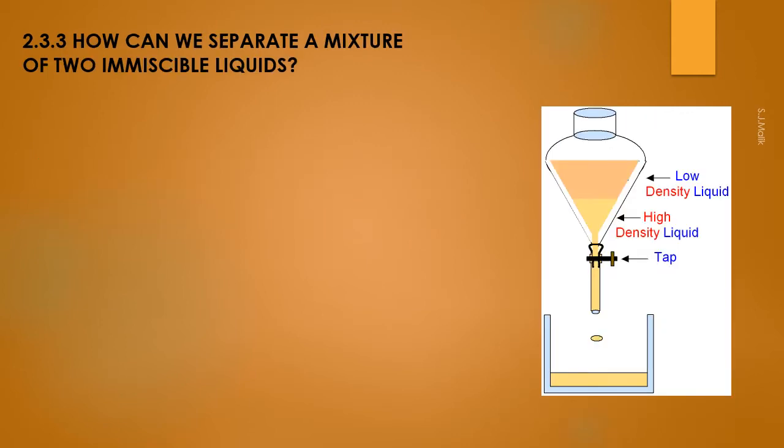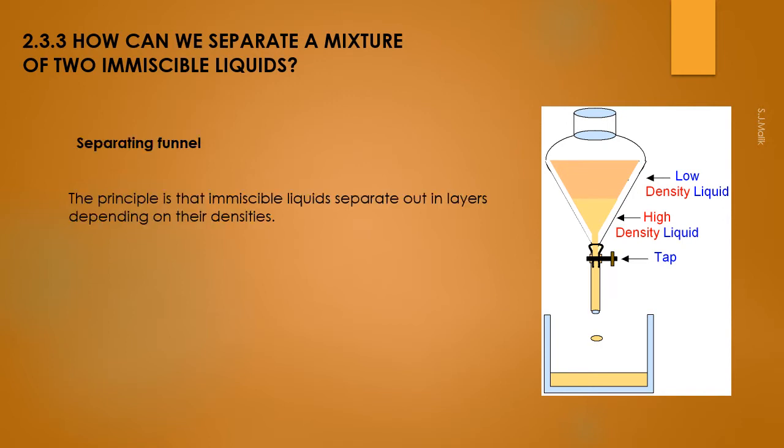How can we separate a mixture of two immiscible liquids? Immiscible liquids means liquids that do not get mixed together easily and do not form a homogeneous mixture. To separate these types of liquids, we use a separating funnel. The principle of this process is that the immiscible liquids separate out in layers depending on their densities. The low density liquid will be at the upper side of the funnel and the high density liquid will be at the bottom, and we can separate them out by using this tap.